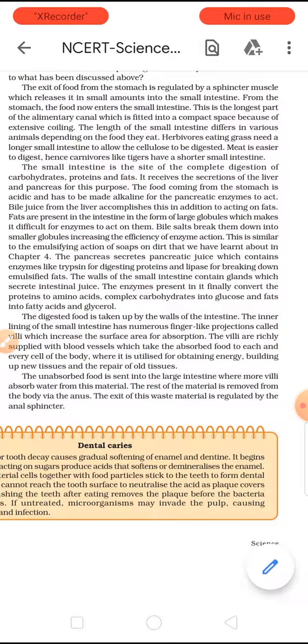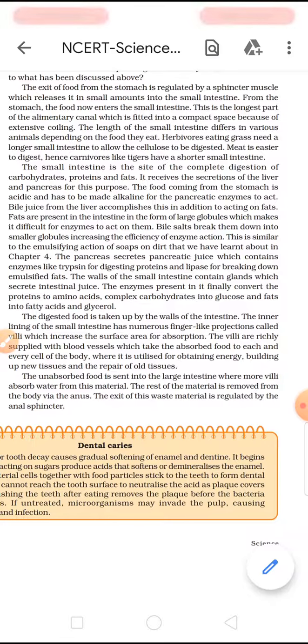Bile juices from the liver accomplish this, in addition to acting on fats. Fats are present in the intestine in the form of large globules, which make it difficult for enzymes to act on them. Bile salts break them down into small globules, increasing the efficiency of enzyme action.